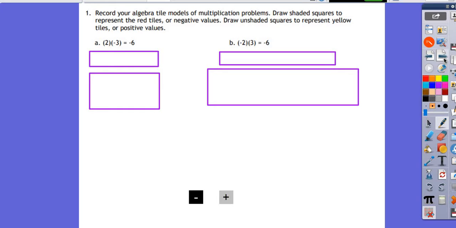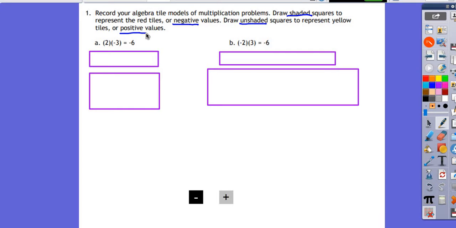And it says, record with your algebra tiles models of multiplication problems. Draw shaded squares to represent red tiles or negative. Draw unshaded squares to represent yellow tiles or positive. We're not actually using the pieces, we're going to be drawing diagrams. So I want you to underline shaded, and what is it representing? Negative. And unshaded is representing what? Positive.